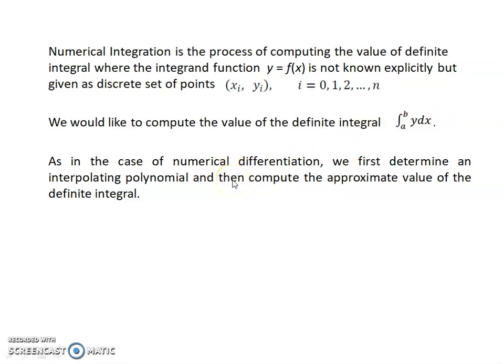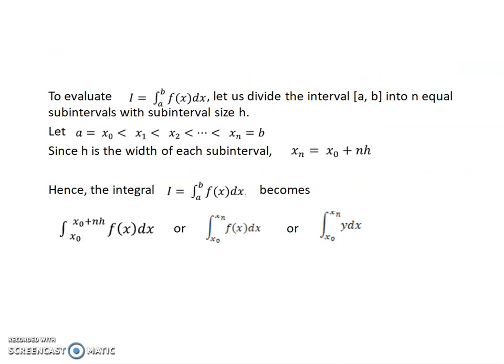In the case of numerical integration, we first determine an interpolating polynomial and then compute the approximate value of the definite integral. As in our previous lectures, we know various methods to find an interpolating polynomial of a function where the function is not known explicitly but is given as a discrete set of points (xi, yi). Here we are going to use Newton's forward interpolation formula to find the integration.